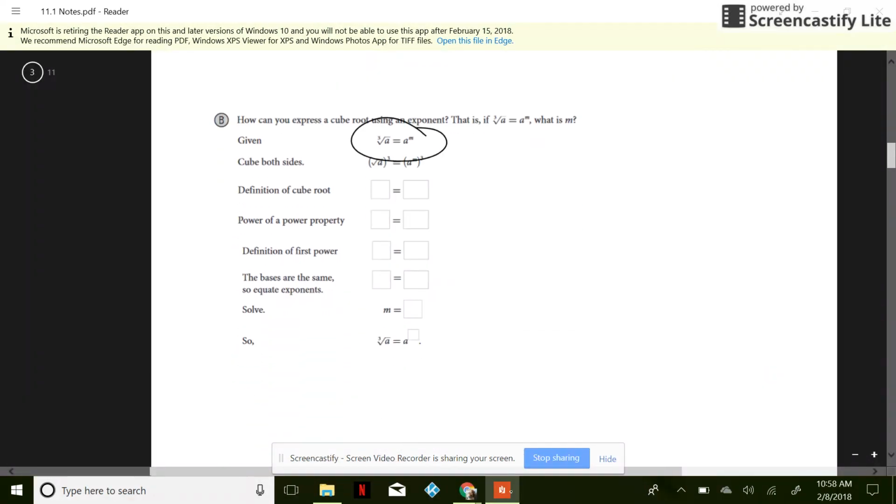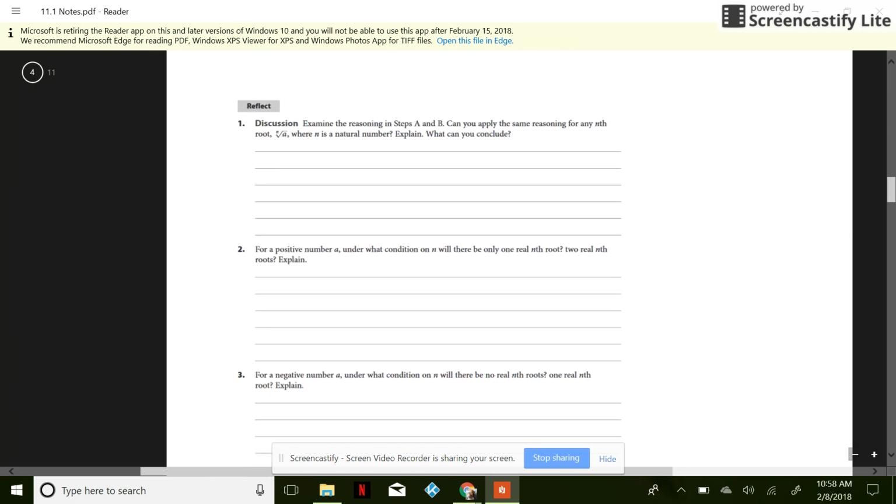Similarly with the cube root, you can follow the same process. You end up with the cube root of a being equal to a to the 1/3 power. So can we apply the same reasoning for any nth root? Yes. That means if we're taking any nth root of a, it will be equal to a to the 1 over n power.